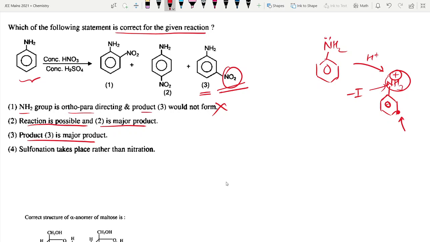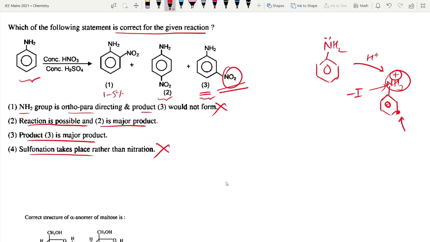this is not good. Because you would have to remember the exact percentage, and as far as I remember, it's very close to 50%. The ortho one is very less, like 1 to 5%, I don't remember exactly. And out of these two, oh god, this is not expected. This was not expected to be asked. This is very memory based. And then sulfonation, this is wrong, this is wrong. Reaction is possible, product 2 and 3. Wow.